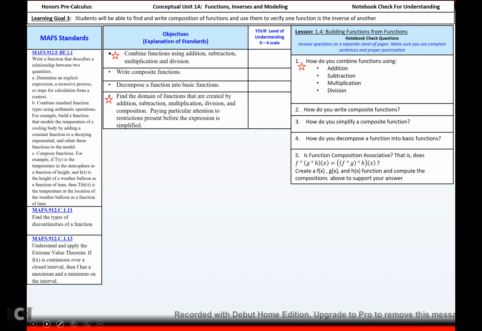Alright, so how do you combine functions using addition, subtraction, multiplication, and division? You do the math with the functions, just following order of operations, and then you have to get your domain.